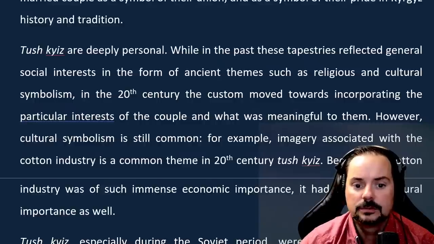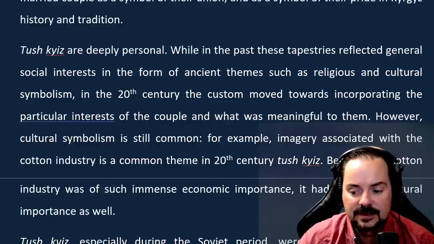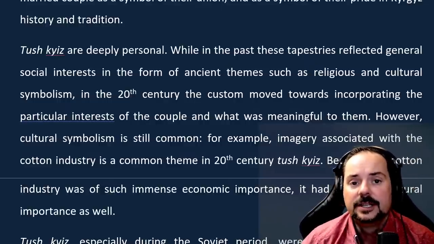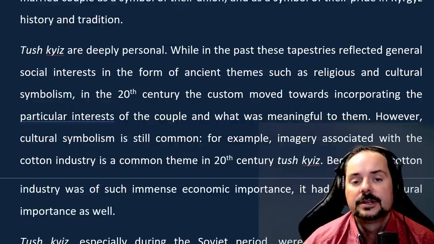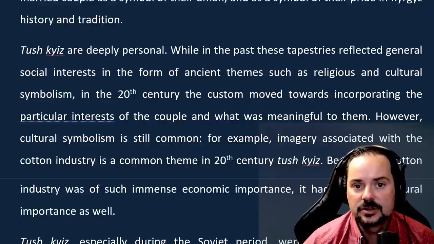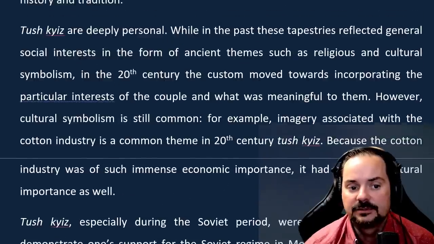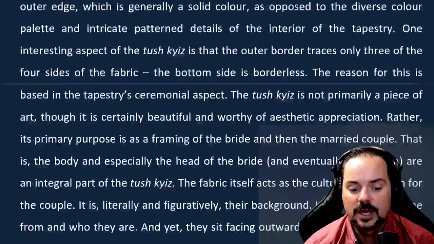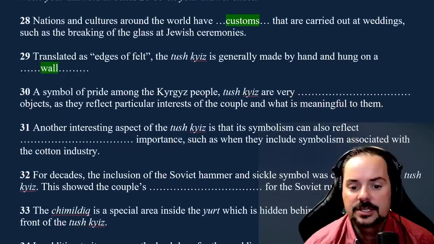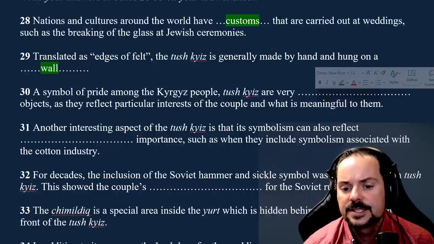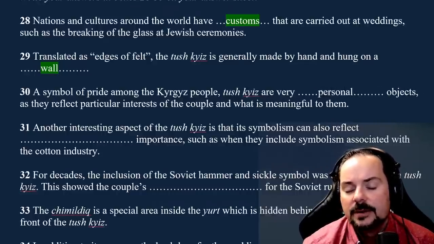Somebody in the chat there has the right answer, and I think she put it in there even before I said it. Deeply. Right. Deeply and very are both adjectives here. So the correct answer then is? Deeply. Well, that's the very. What comes after deeply? Personal. Okay, so the answer for 30 is? Personal. Absolutely.